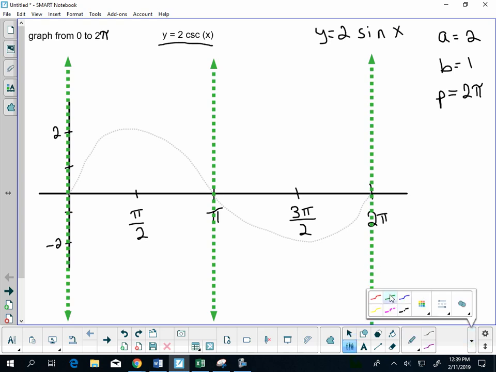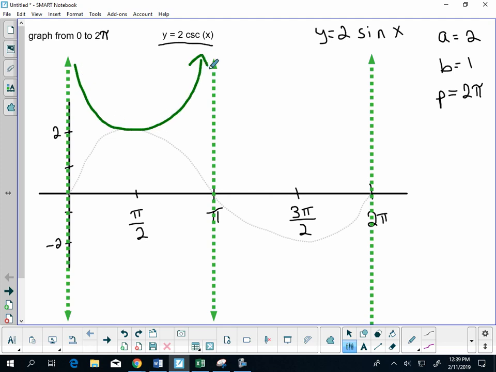You're going to use those asymptotes to help guide you. It's a reciprocal. So on the sine, I have a max. That means on the cosecant, I would have a minimum. So it's going to look like that. And right there. And that is what my graph should look like.